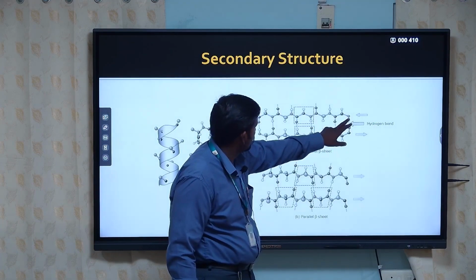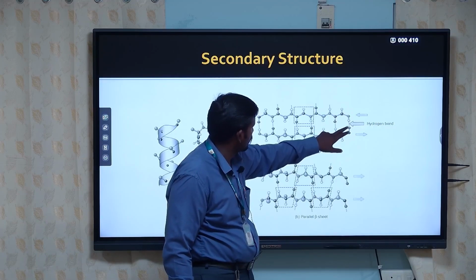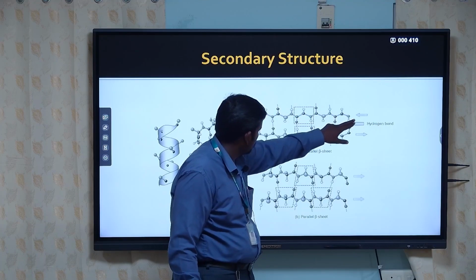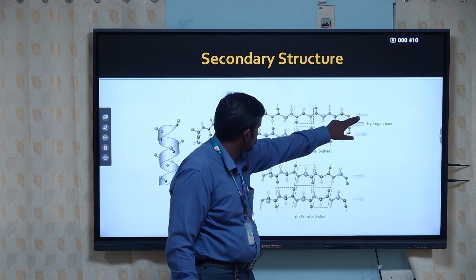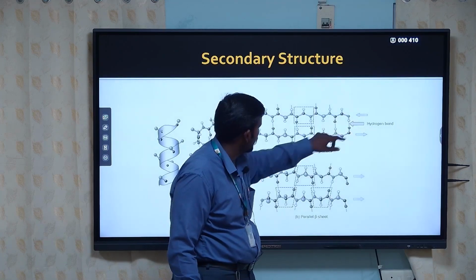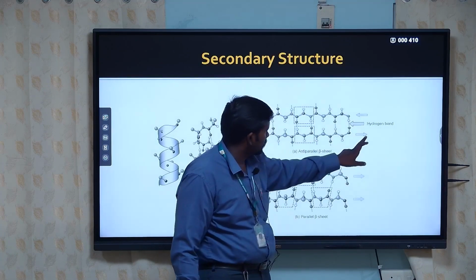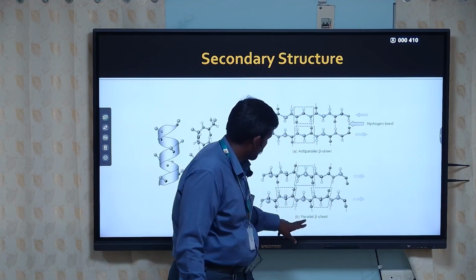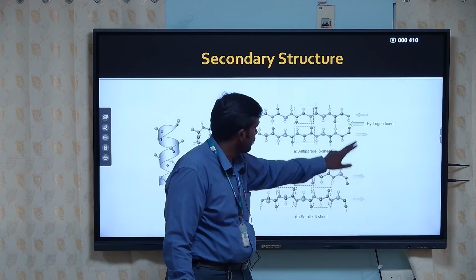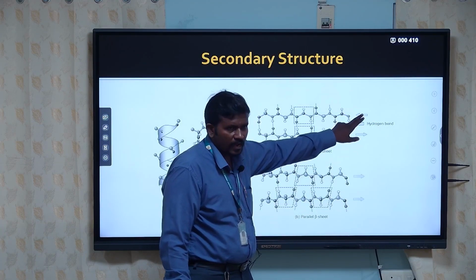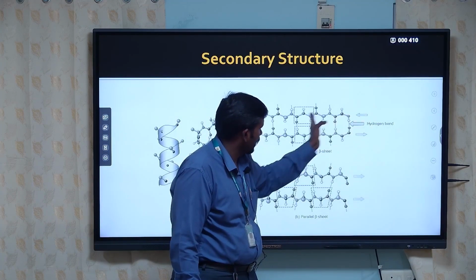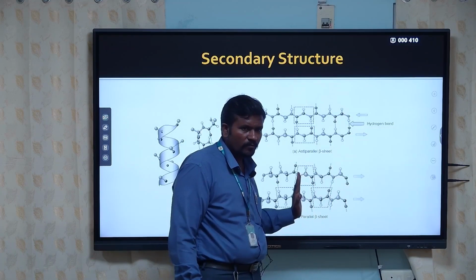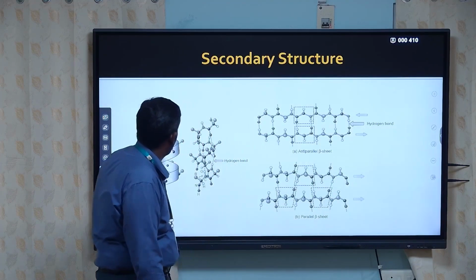Here you can see these amino acids are connected with hydrogen bonds in between. When you have the pattern, you can see one structure moves at this angle, here you can see the arrow mark, and another sheet moves at the opposite angle. That is called anti-parallel. If both are moving in the same direction, it's called a parallel sheet. Here the direction is from left to right, and here it is right to left, so this is anti-parallel. Here both of them are moving from left to right, and that's called parallel beta sheets.